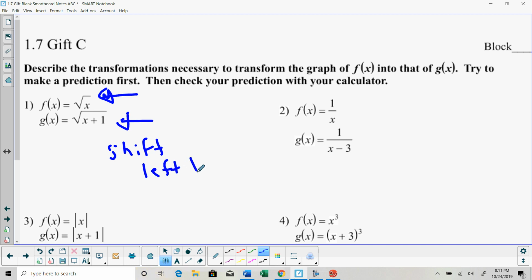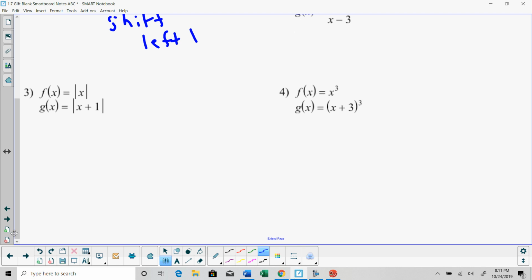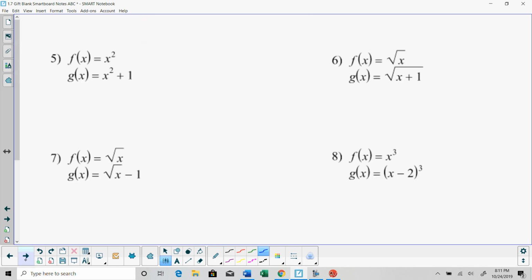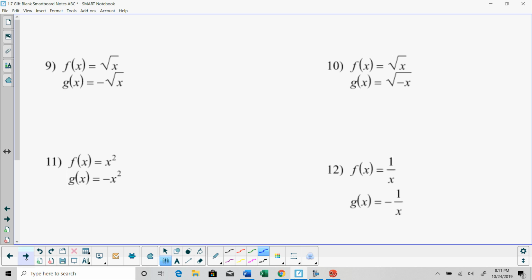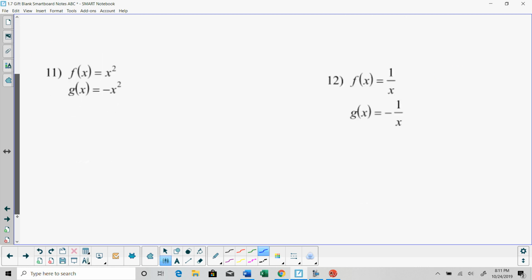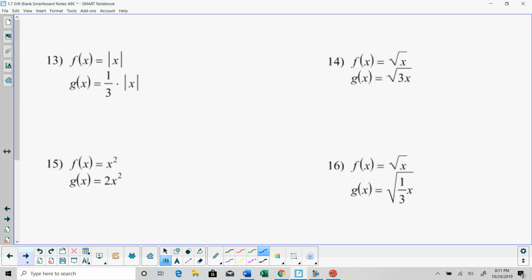And so that's what you write for these. Each one of these, I think, is just a single transformation. Yep, looks like it for all of these. Notice, these, number 9, number 10, are very important. These are the reflections, but you need to understand the difference between having a negative outside the square root and having a negative inside the square root. So think about what kind of transformation that would be. And of course, you can check these on your calculator. Again, this is going to be a very important page: 13, 14, 15, and 16.